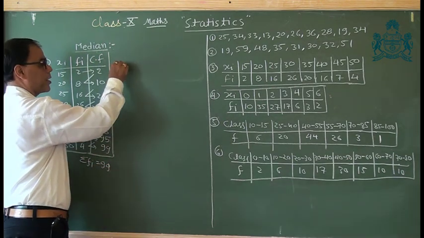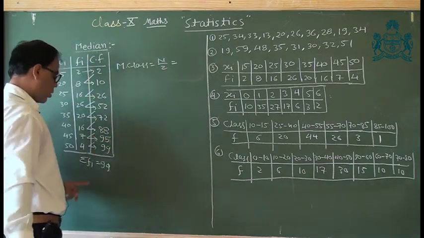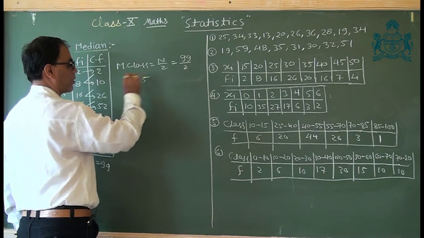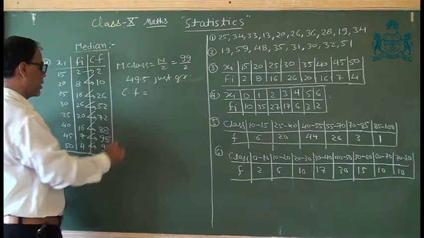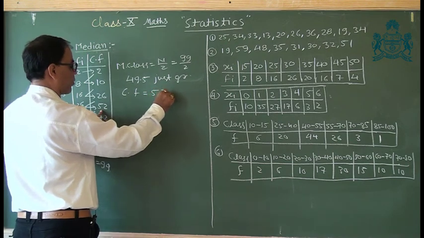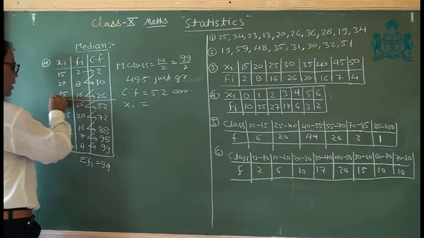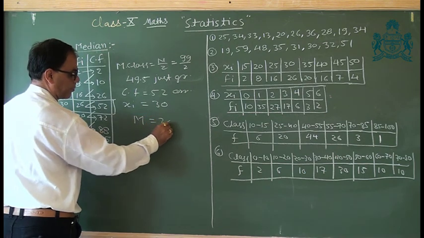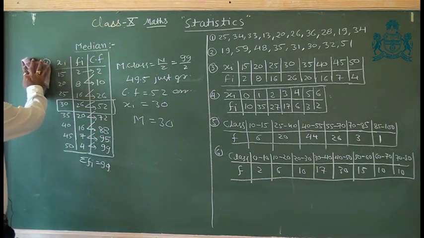Next point, median class. Median class is n by 2, and the sum of frequency is 99. 99 upon 2 is 49.5. Just greater cumulative frequency than 49.5 is 52. Corresponding xi is 30. Therefore, median is 30. That was the third type of median question, and now the last question, the fourth type.